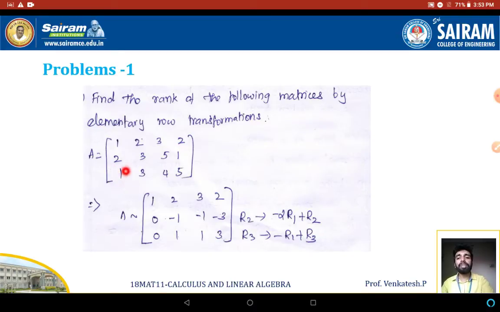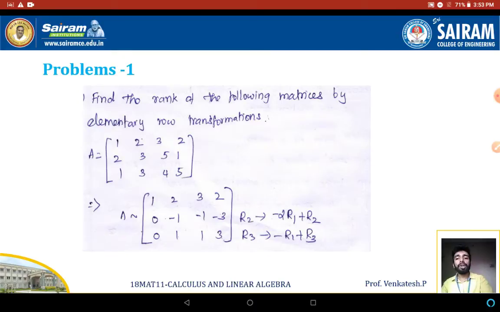Next is again the same thing, to convert the first entry of R3 to 0, I'm going to subtract R1 from R3. So I can get 0 here. So the operations are R2 implies R2 minus 2 R1, R3 implies R3 minus R1. After applying the transformation, I'm keeping the first row R1 as it is, 1, 2, 3, 2. I'm doing operations with respect to rows R2 and R3 only.